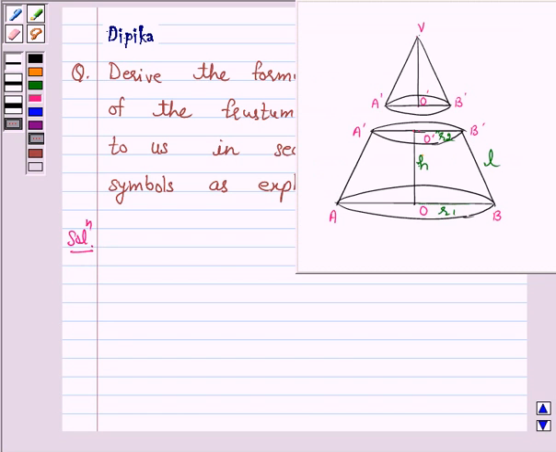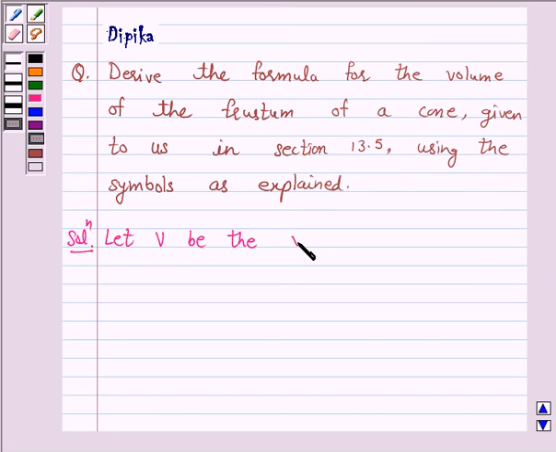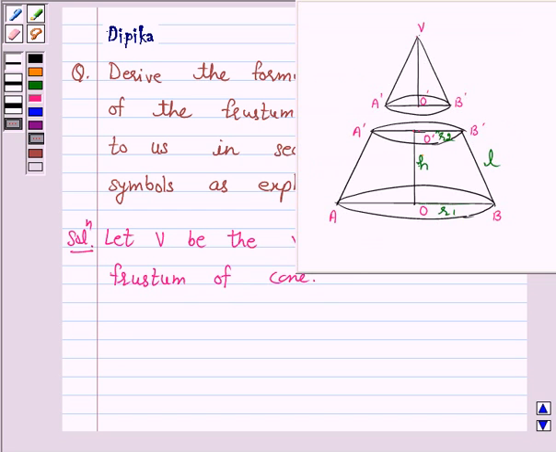Now we are using the figure of the previous question. Let V be the volume of the frustum of a cone. Then V is equal to volume of cone VAB minus volume of cone VA dash B dash.